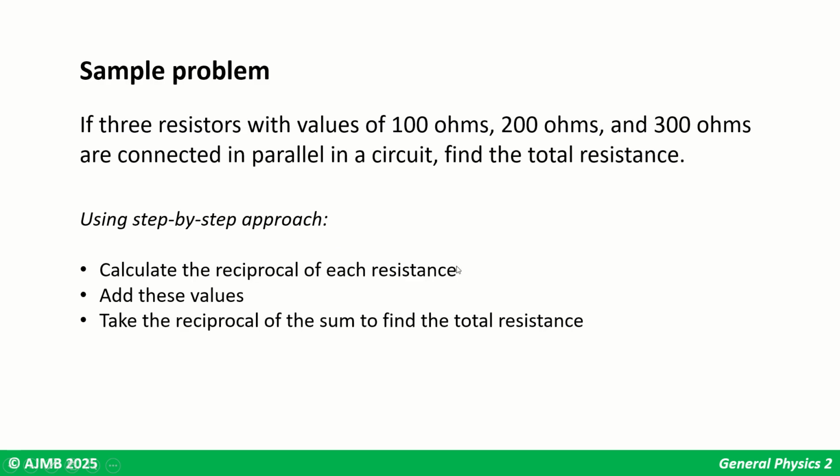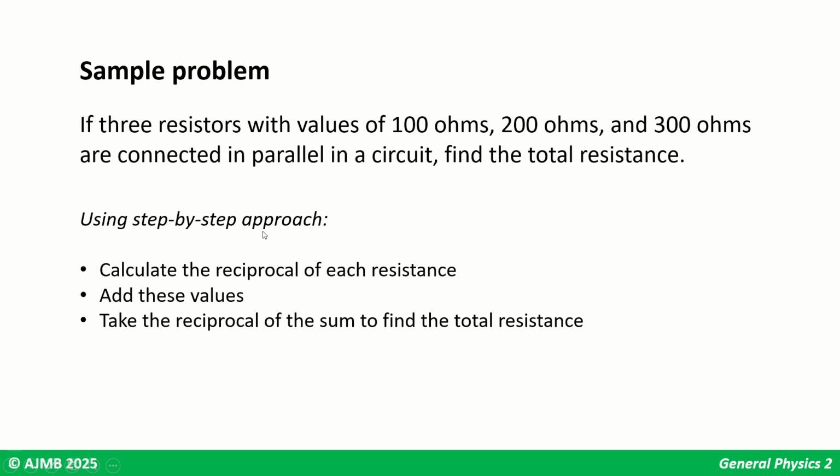Okay, so let's solve a sample problem. You have 3 resistors. The values are 100 ohms, 200 ohms, and 300 ohms. And take note that they are connected in parallel, and we have to find out the total resistance. So we can use a step-by-step approach.